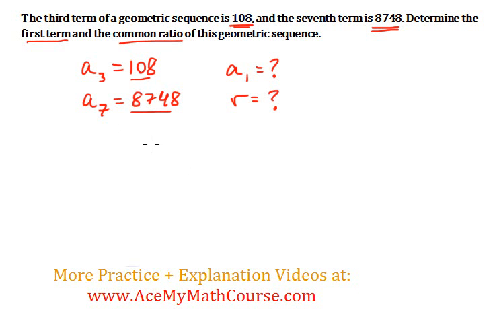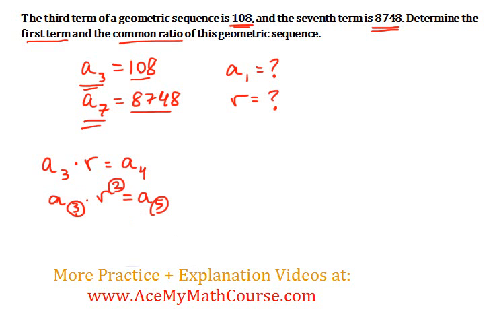Well, let's take a look at what we have here. What's the relationship between the third term and the seventh term? The third term times the common ratio would give us the fourth term. Right, so a3 times r is a4. So it follows that the third term times r squared would give us a5, or the fifth term, because if we just multiply a4 by r again, we get a5. So look at this. 3 plus 2 equals 5, right? So the third term times r to the power of 4 would give us the seventh term.